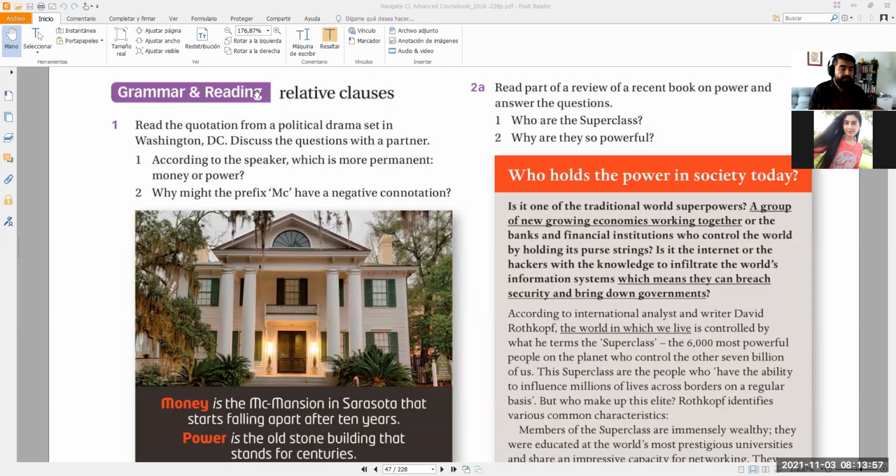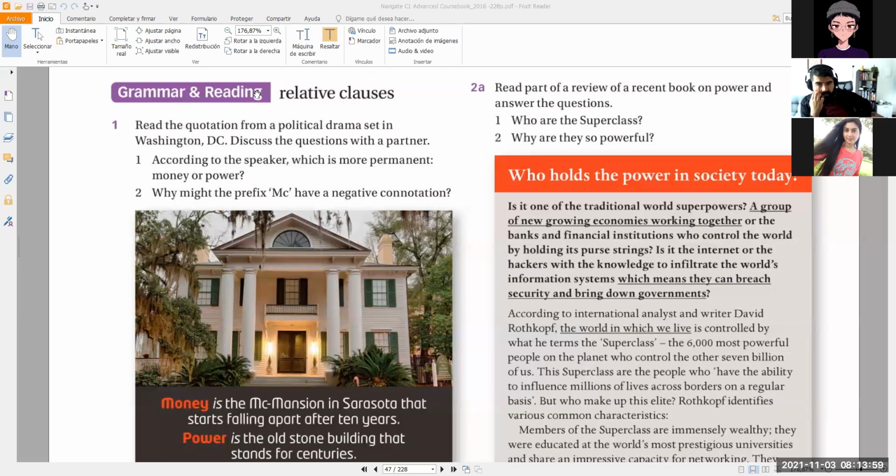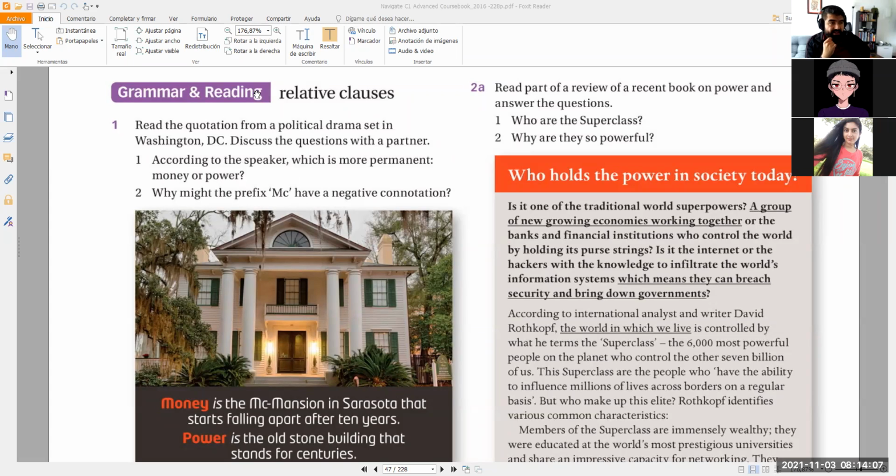Okay. I believe it's the people that have the ability to influence the others. That's for sure one of the characteristics. Yes, Lina? Well, according to the text, the superclass are like a few people that can control the rest of the population around the world. So they can control over the rest of the population.